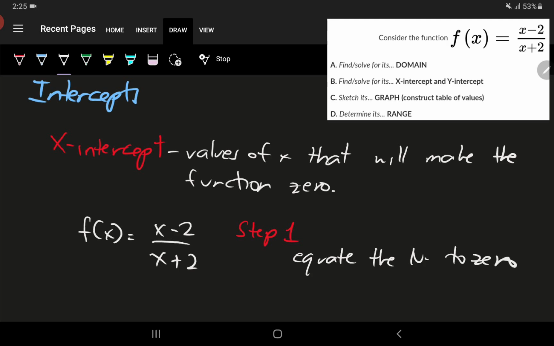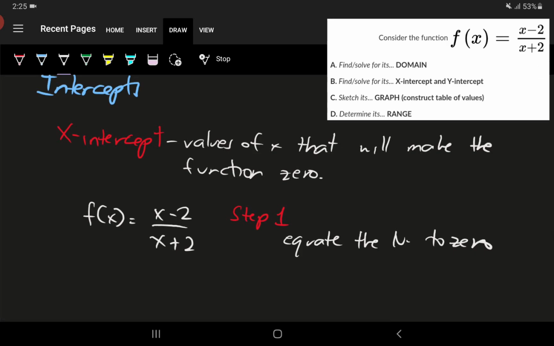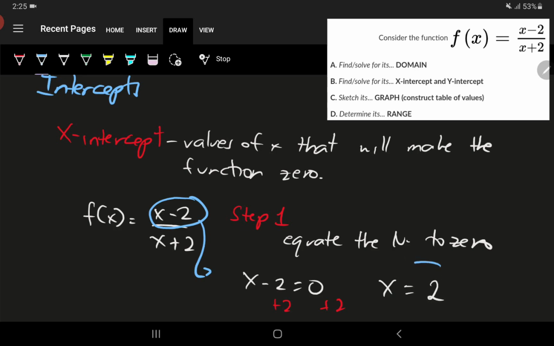Why? Kasi pag naging 0 yung numerator, magiging 0 yung ating entire function. So, let's equate this one to 0. Therefore, it will give us x minus 2 is equal to 0. And let's solve for the value of x. So, we have plus 2 plus 2. So, obviously, the value of x for this given function is positive 2. Okay? And that value will serve as our x-intercept.